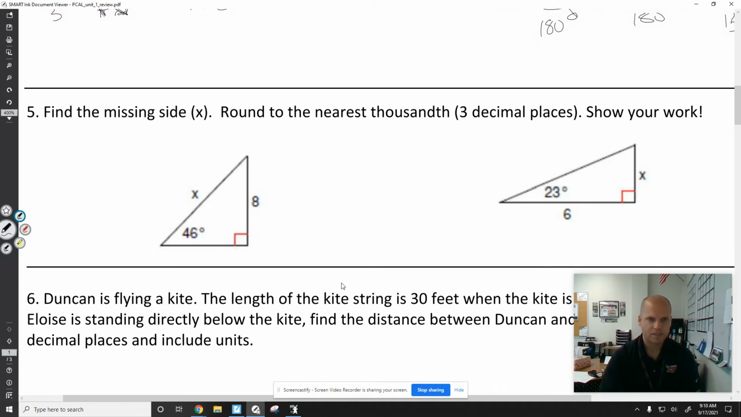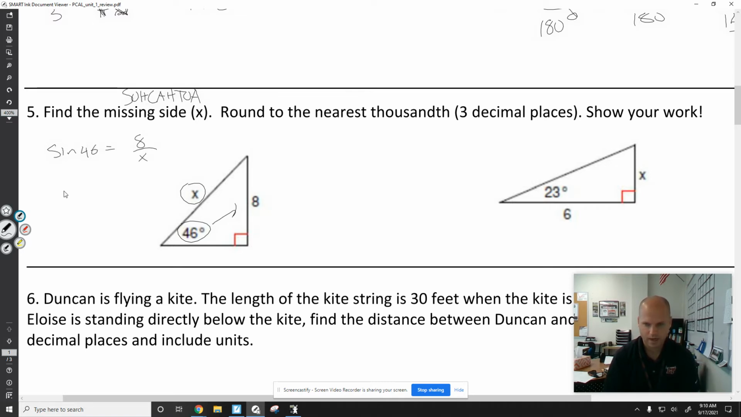All right, find the missing side length x. This is where we can use our calculator, trig function, the correct trig function of my angle to give me my ratio, and then I'll solve for x. So I get this 46-degree angle. I have the opposite side, and I have the hypotenuse. Opposite and hypotenuse. In SOHCAHTOA, we got sine. Sine of 46 degrees equals 8 over x.